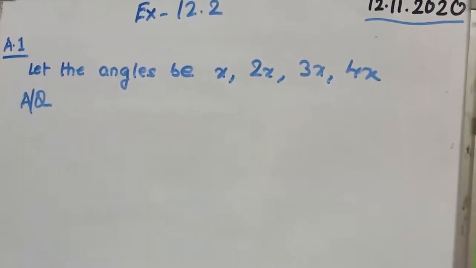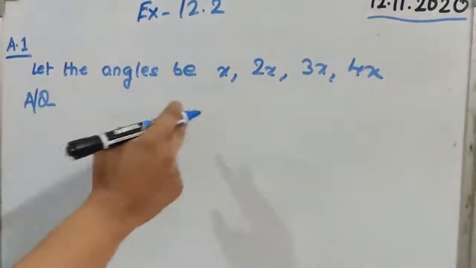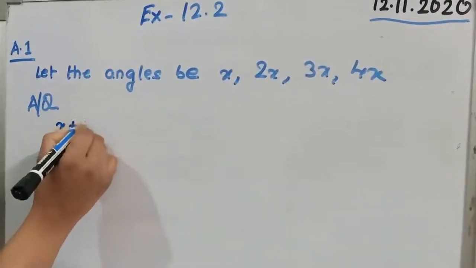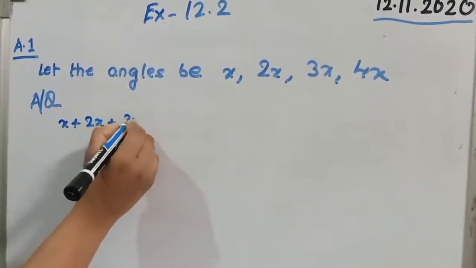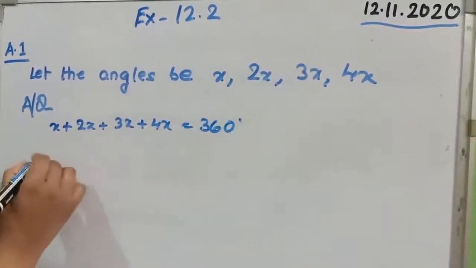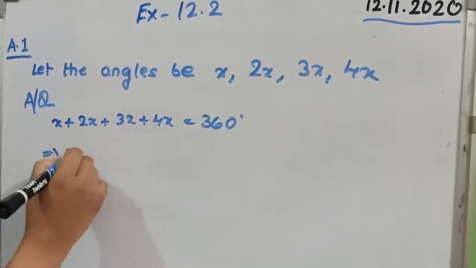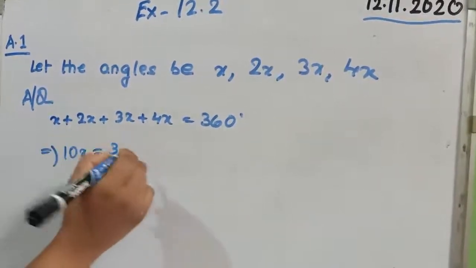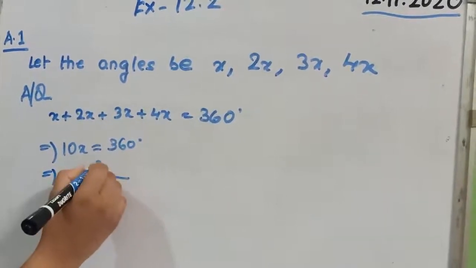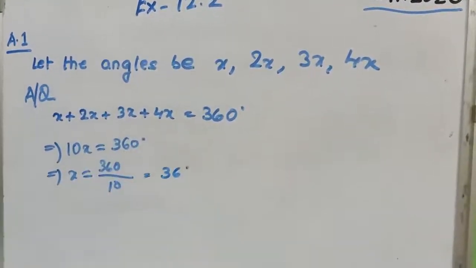Okay. Now we know the sum of angles of a quadrilateral is 360 degree. So what are the four angles? Means the sum of four angles will be 360 degree. x plus 2x plus 3x plus 4x is equal to how much? 360 degree. Okay. 1 plus 2 is 3, 3 plus 3 is 6, 6 plus 4 is 10. So 10x is equal to 360 degree. That is x is equal to 360 by 10, that is your 36 degree. Now x is 36 degree.